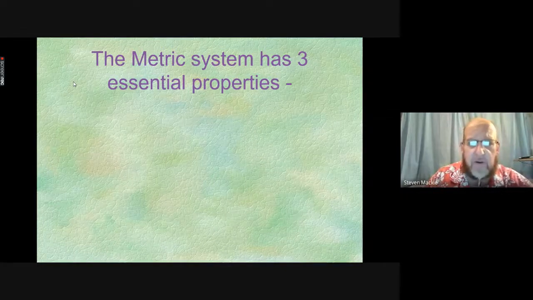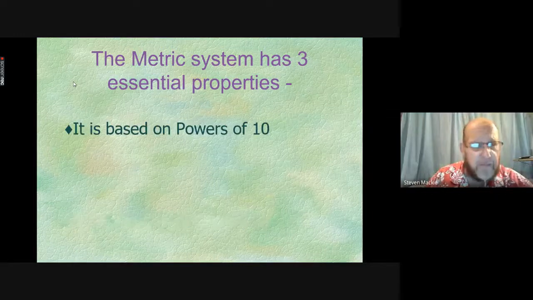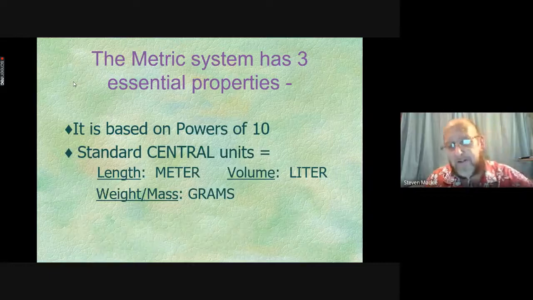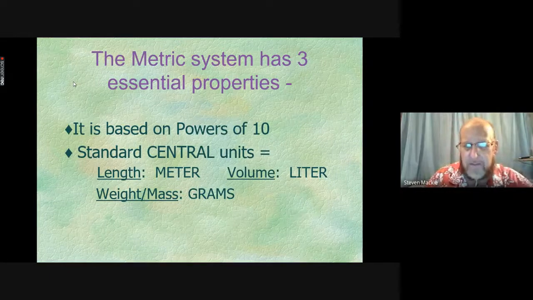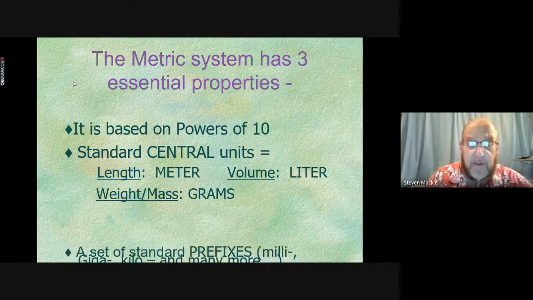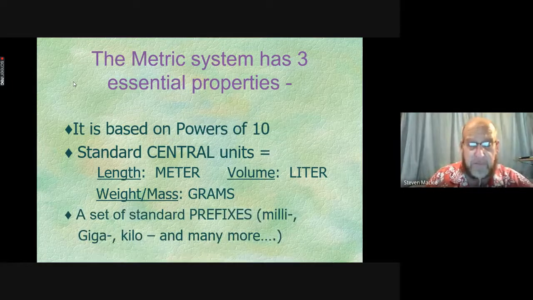They decided it was going to be based on powers of 10, which makes the mathematics of it way easier than anything you'd have to do in the English system. They decided there would be these standard central units. Now, look, this is a subset. There's other units like candle power and seconds and things like that. But these are the big ones, the ones that we need to know about. Length is a meter. Volume is the liter. Weight or mass is the gram. And then there's a set of standard prefixes like milli, giga, kilo, and many more, which we've already talked about.